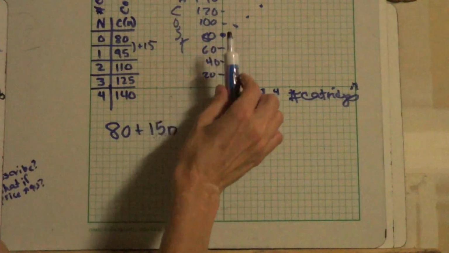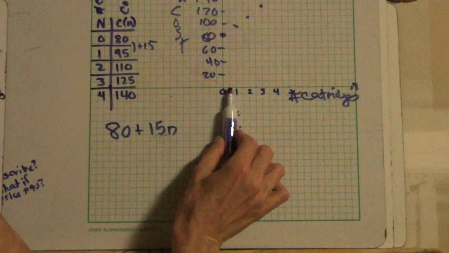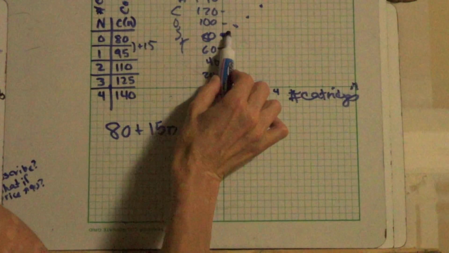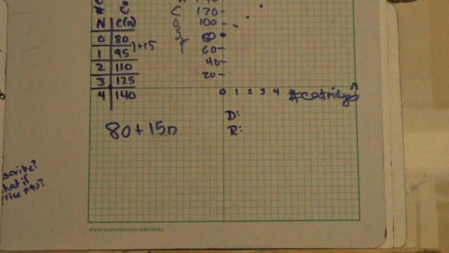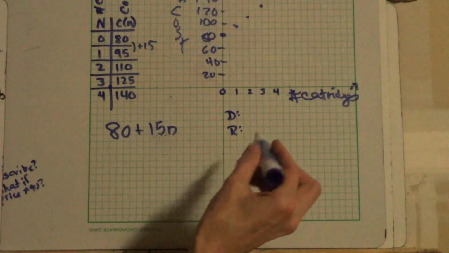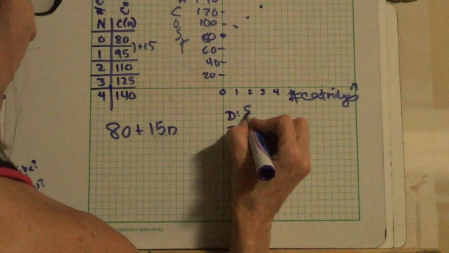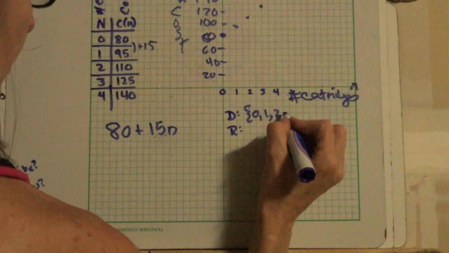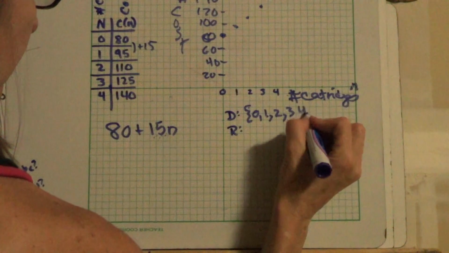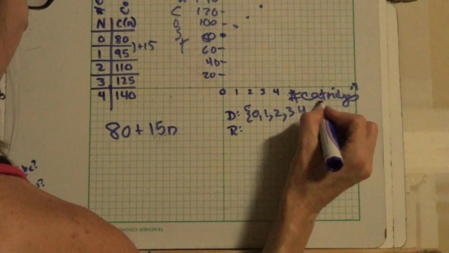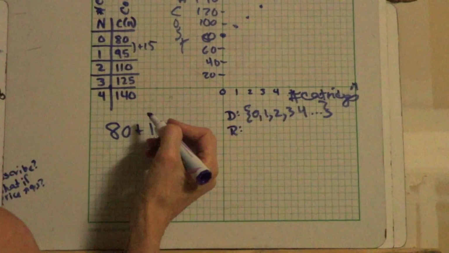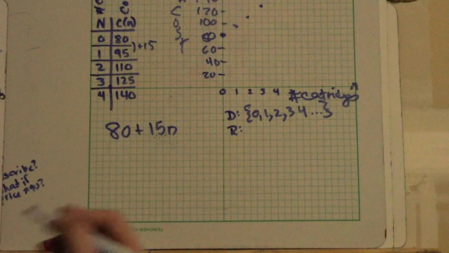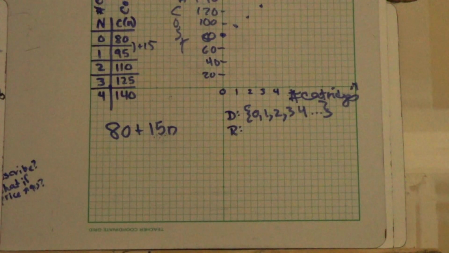Okay, so if we think about it, in between the points, can we buy a half a cartridge? I hope you're saying no. So our domain needs to be limited to distinct points. 0, 1, 2, 3, 4, and it could go on. Now, why can't it go into the negatives? Be prepared to discuss that in class.